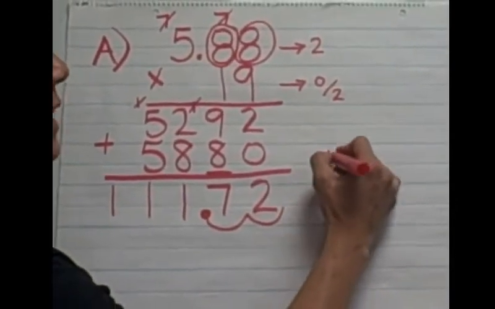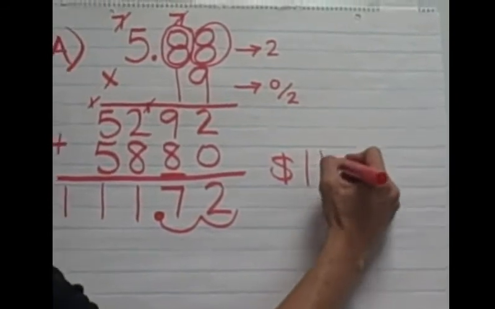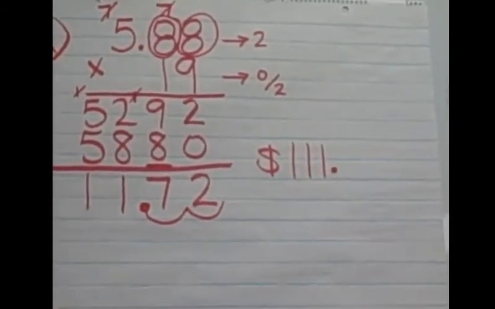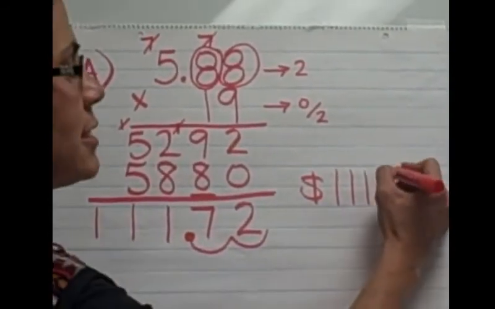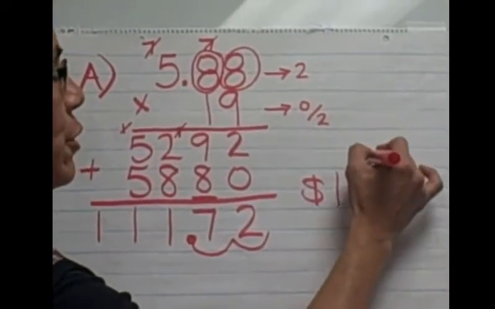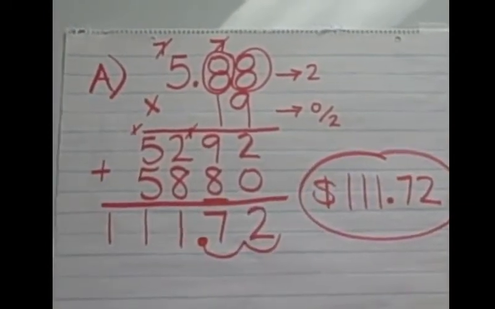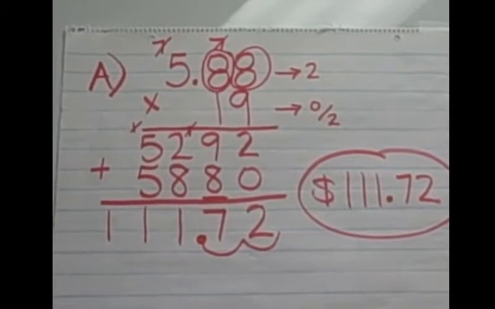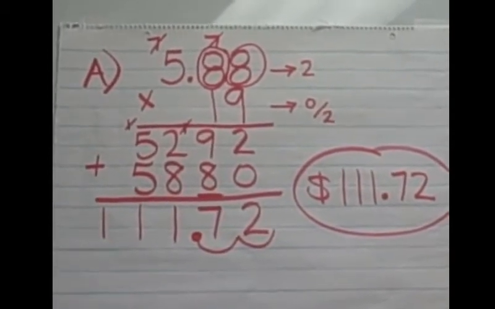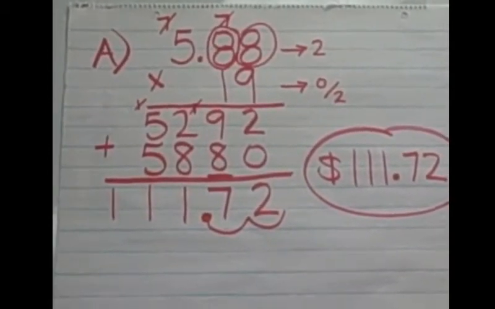So it looks like Mrs. Alfaro will be receiving back $111 with 72 cents. I am super excited to get that money back. All right, let's go ahead and move on to B.